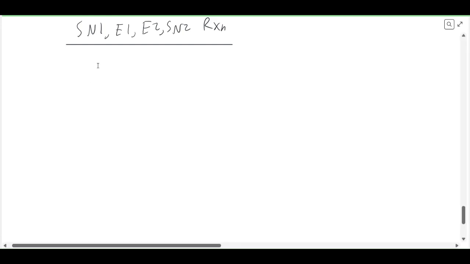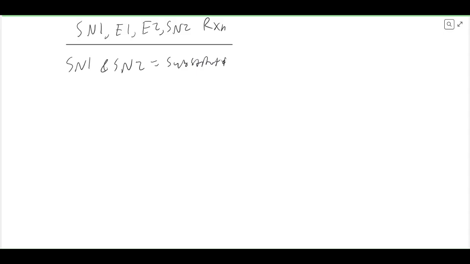All right, next we're going to be talking about SN1, E1, E2, and SN2 reactions. To understand this, first I will let you know that SN1 and SN2 just basically means that you are substituting a product, while E1 and E2 is elimination. So you basically get rid of a product.